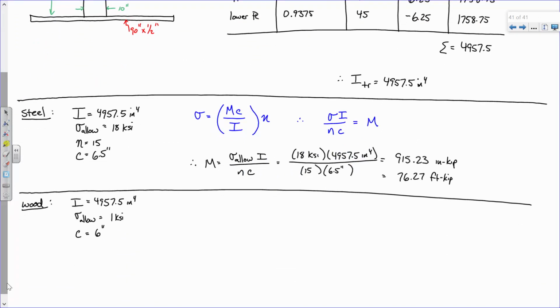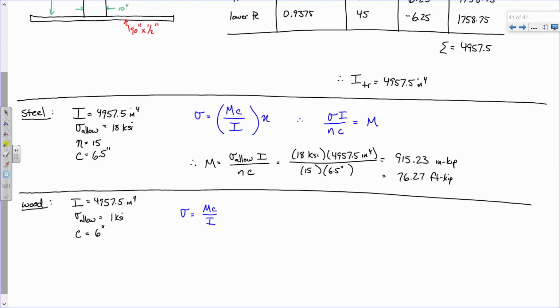Since we are evaluating the capacity of the wood, we don't need to throw that modular ratio in like we did up here. All we have to do is say sigma equals Mc over I. Because remember, the bending stress formula only works if you're considering one material. Well, in this design check, we are evaluating wood, and our moment of inertia is a moment of inertia of a section made of wood. So we don't need to consider the n. Does that make sense? Everybody okay with that?